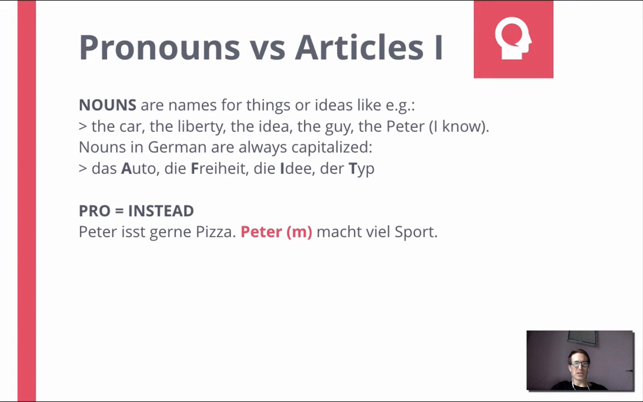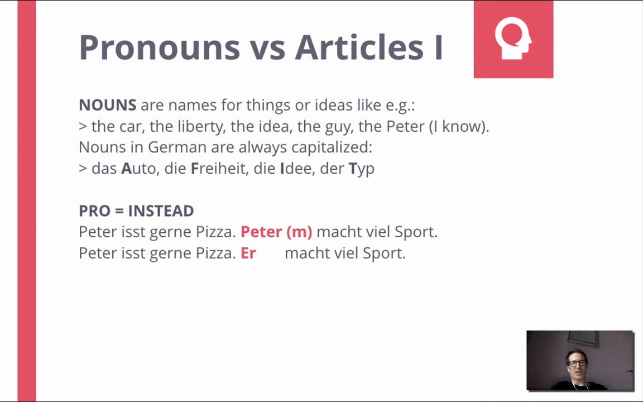Peter isst gerne Pizza, Peter macht viel Sport, Peter kommt aus Deutschland, Peter ist 25 Jahre alt. You wouldn't be reading this book for long, I'm pretty sure. So what a genius at one point has invented is, okay, let's not use Peter, let's take a placeholder for that, which makes this a lot more enjoyable.